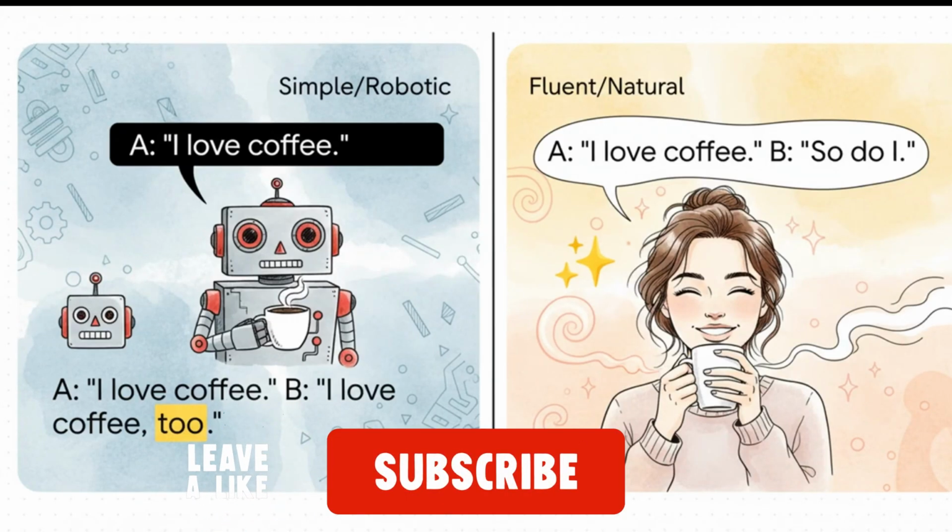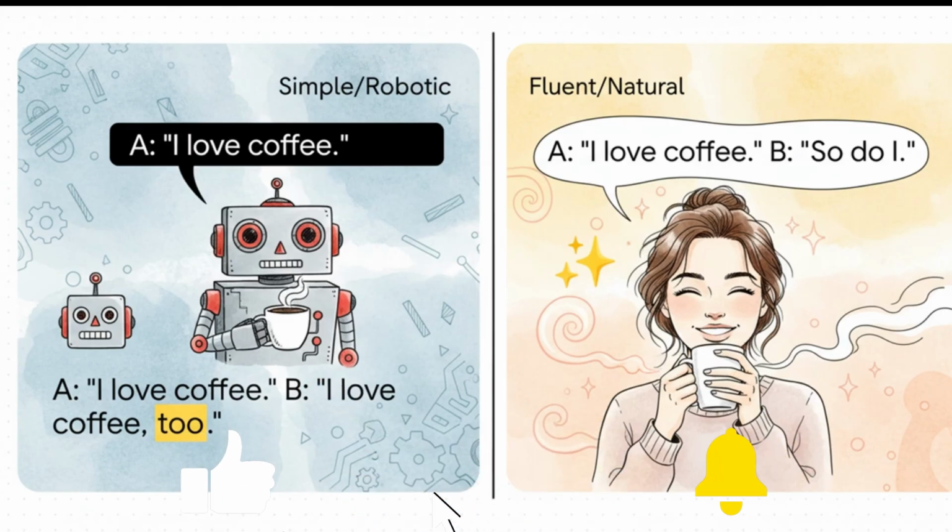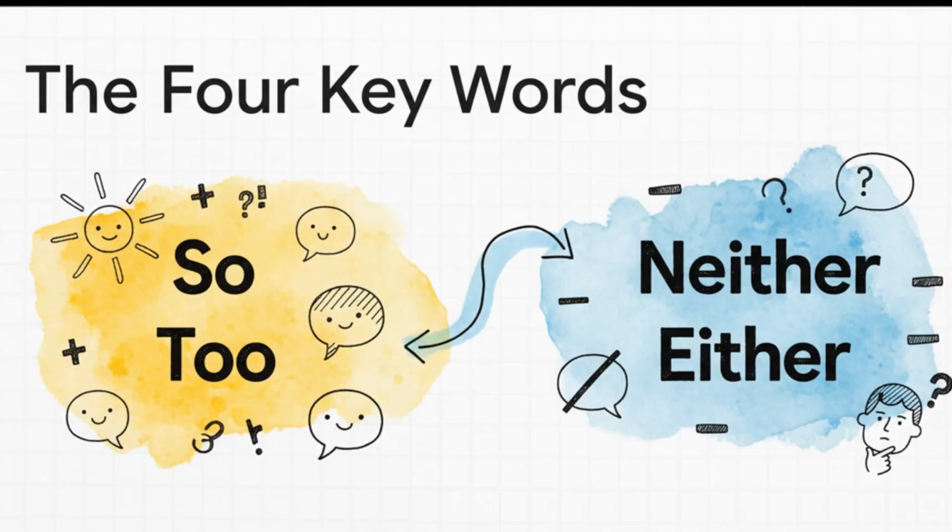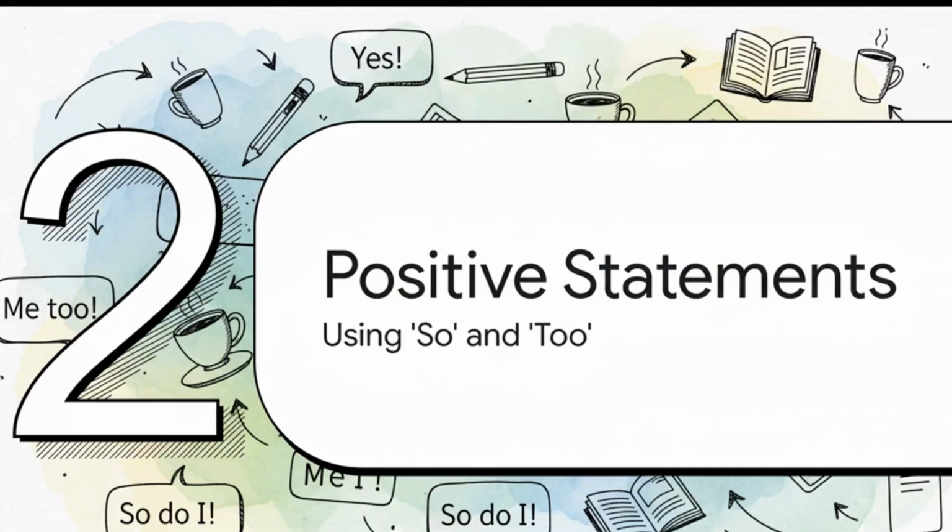Okay, just look at this comparison here. I mean, the stuff on the left is technically fine, right? But the conversation on the right, it just flows so much better, doesn't it? It sounds more connected, more fluent. And that's exactly what we're aiming for today. And believe it or not, we're going to master this whole thing with just 4 little words. That's it. We'll break them down into 2 pairs, one for all the positive stuff and one for the negative stuff. All right, so first up, let's talk about agreeing with positive statements.